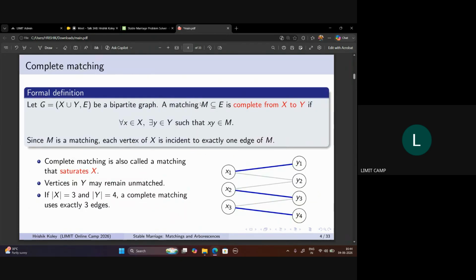Cool. So coming to the formal definition of a complete matching: let's say you're given a bipartite graph G, then a matching M, being a subset of the edge set, is called complete from X to Y if for all x belonging to X, there exists y belonging to Y such that the edge xy belongs to M. And since M is a matching, each vertex of X is incident to exactly one edge of M.